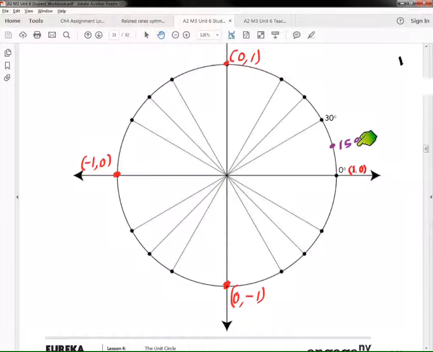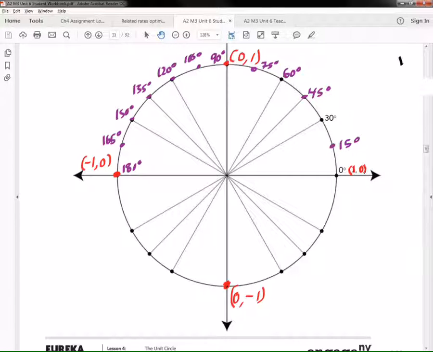So we have 15 right here, then we have 30. The next one would be 45, and the next one 60. The next one 75, and then we have 90. All right, is everybody cool so far? All right, we're going to start going now. We add 15, we get 105, we add 15, we get 120, we add 15, we get 135, we add 15, we get 150, we add 15, we get 165, we add 15, we get 180.